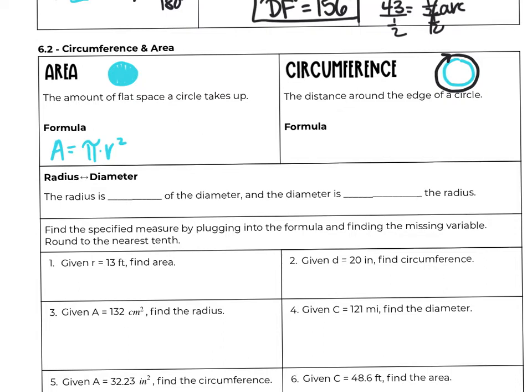And circumference is the distance around the outside of the circle. So like the measurement, like if you use a measuring tape around here. And this one actually has 2 formulas. If you're given radius, you use C equals 2 pi r. If you're given diameter, you use C equals pi d. And the reason for that is if you double the radius, you get the diameter. So that's where that 2 is coming from.